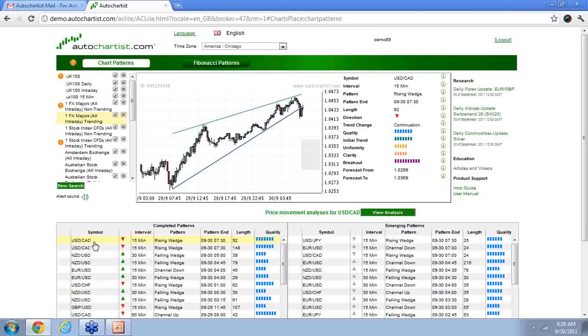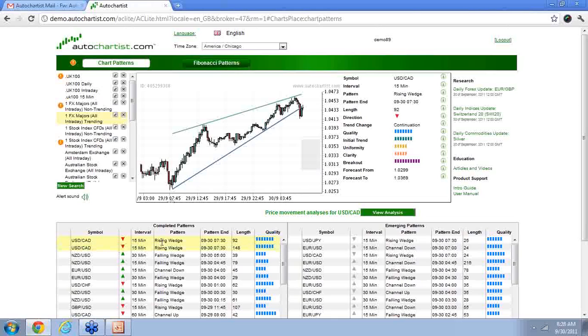There's a US dollar, Canadian dollar. It's a rising wedge pattern. Okay, so you can see that this is a rising wedge pattern. It's got the characteristics of a channel and a triangle. And what it's doing here is it's broke through the resistance line, and now Autochartist is signaling that it's got an opportunity to drop into this forecast zone identified at 103.69 to 102.99.